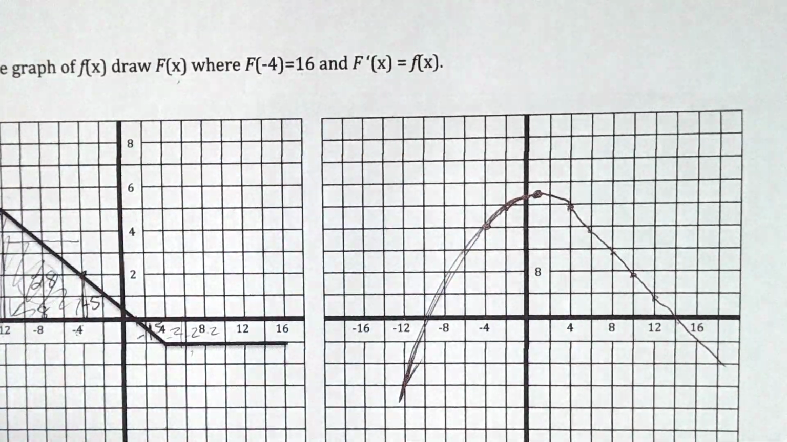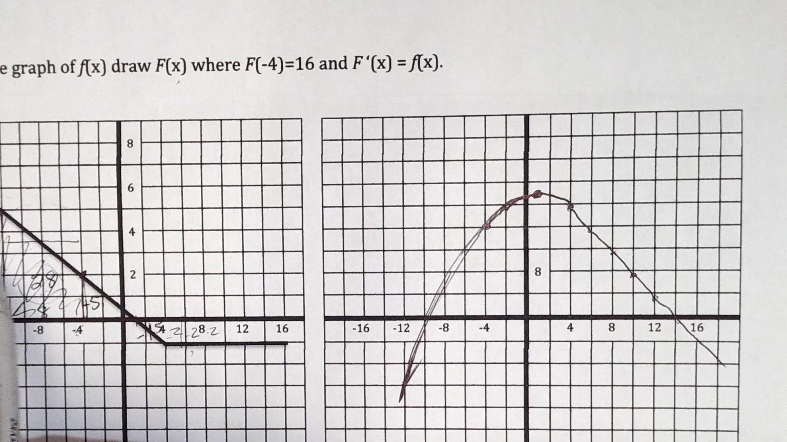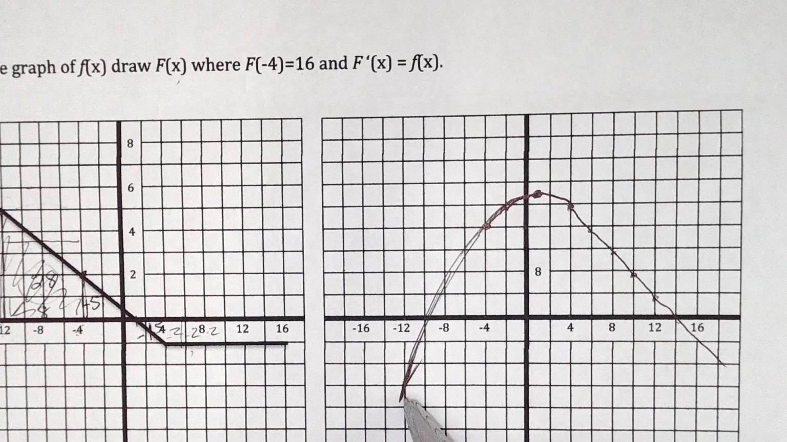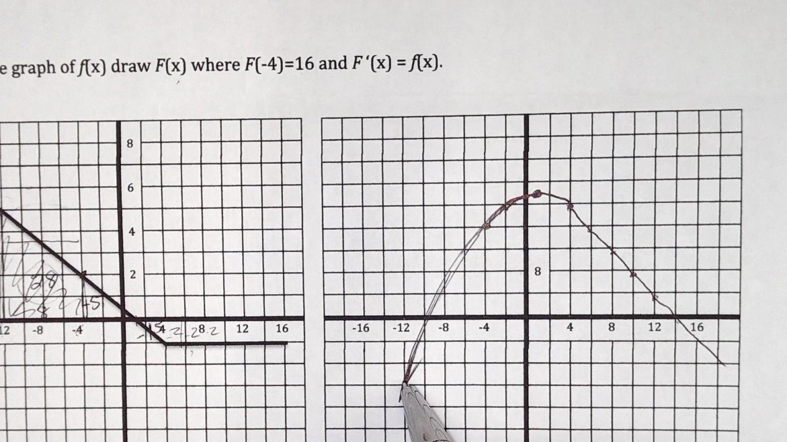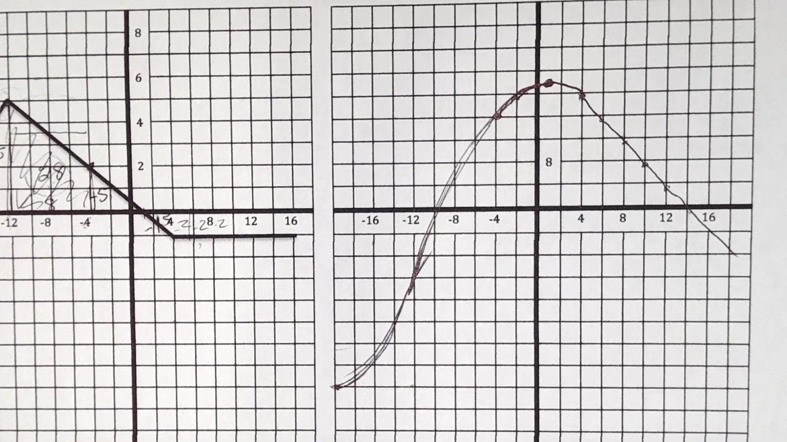What's the area here? That's 8. This is 5. 40 in half is 20. So now I've got to go down 20 more. 4, 8, 12, 16, 20 by negative 20, slope 0. So that's what it should look like. And I'm done.